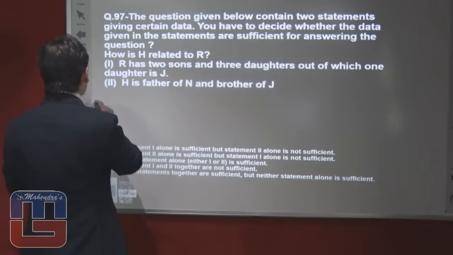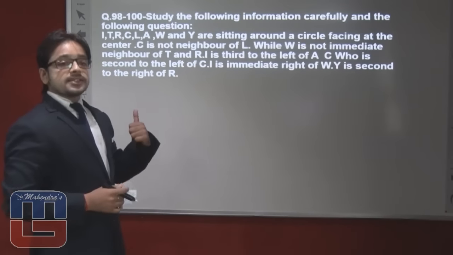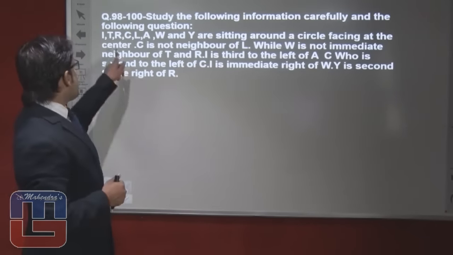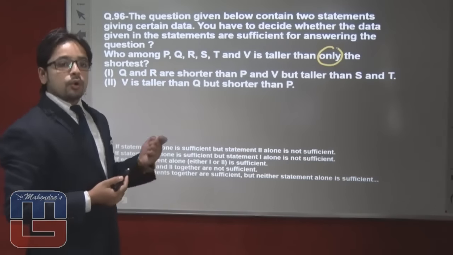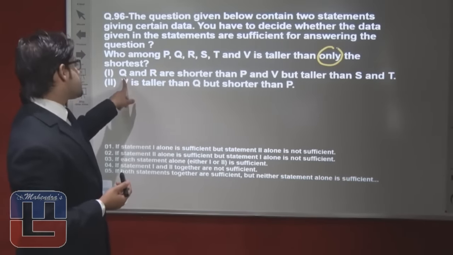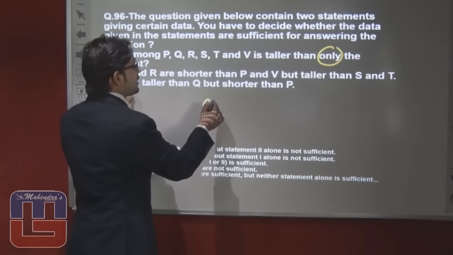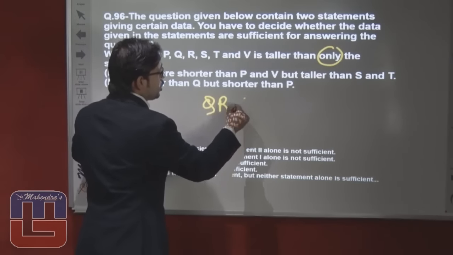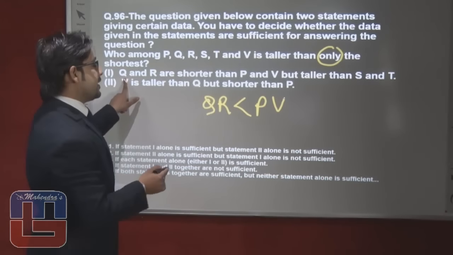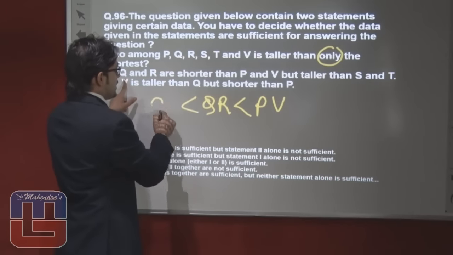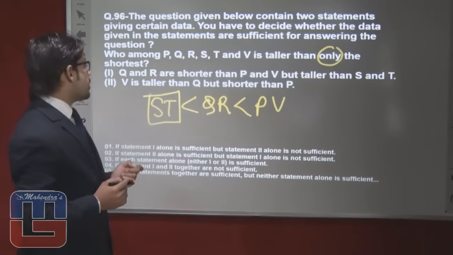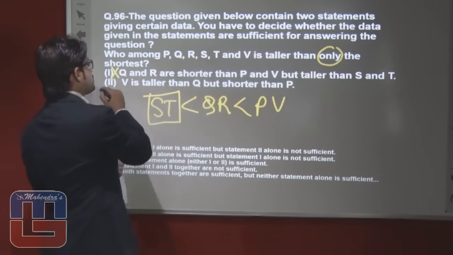Let's proceed towards the next question. This is the last question, and this question is based on seating arrangement. We have to find out who is second smallest in this series. The first statement is saying Q and R are shorter than P and V, but taller than S and T. Still we are unaware who is second shortest, so this statement is not sufficient.